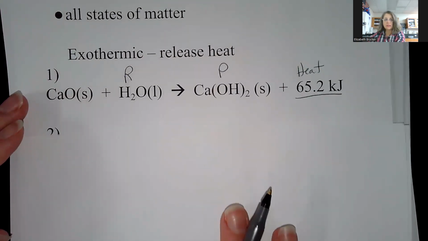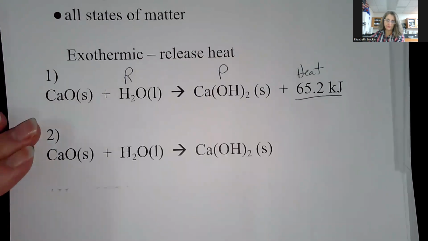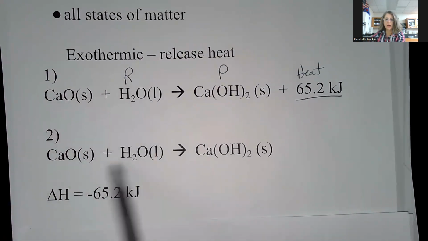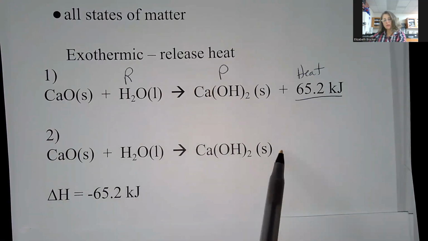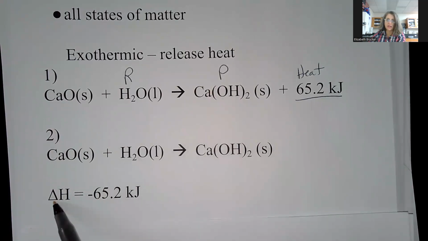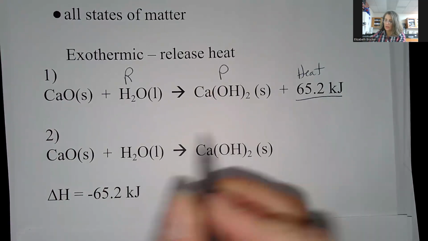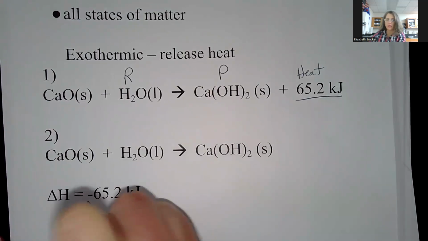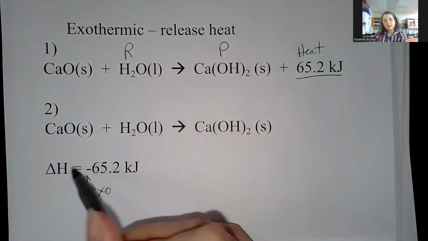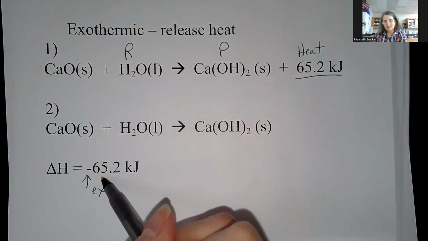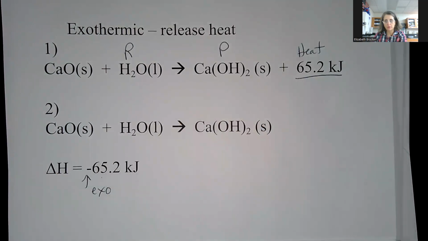Another way you could write it is with what we call a delta H. If I take the same chemical reaction, instead of including heat on the product side, I write a delta H next to it, and I write negative 65.2 kilojoules, that is telling me that it is exothermic. That negative sign is indicating that it's being released from the system to the surroundings. Anytime you see a delta H given as a negative sign, that is going to be an exothermic process.